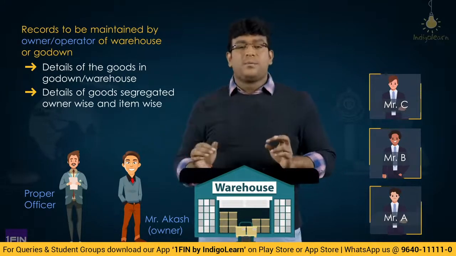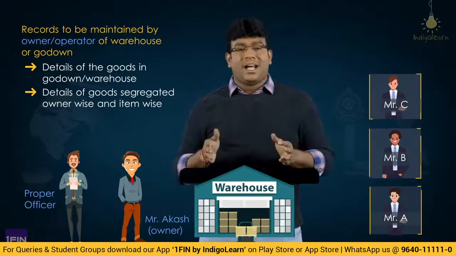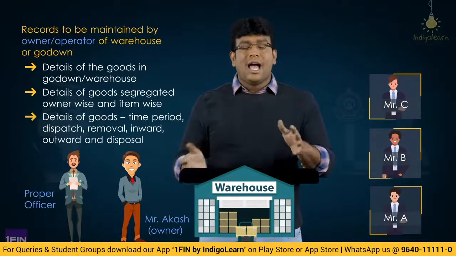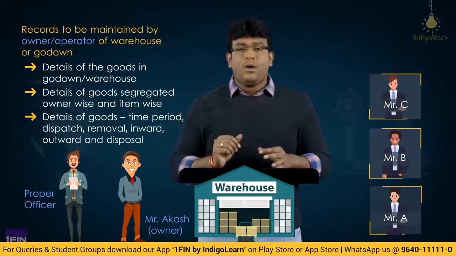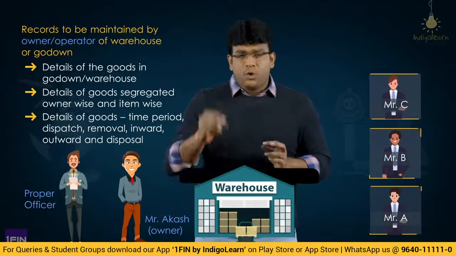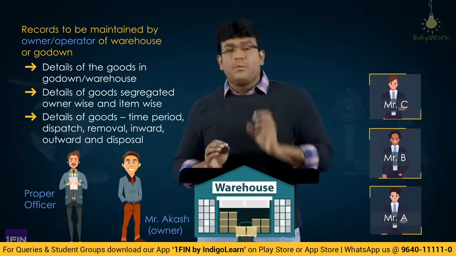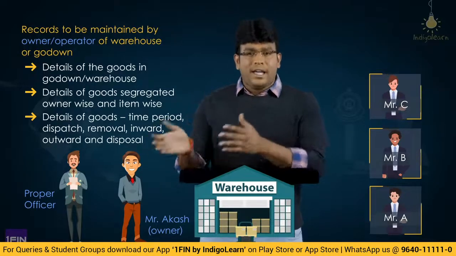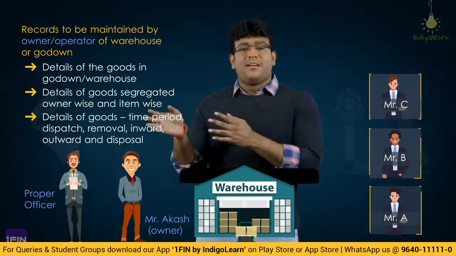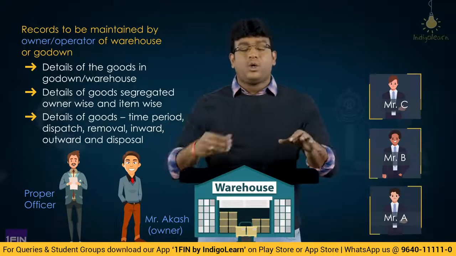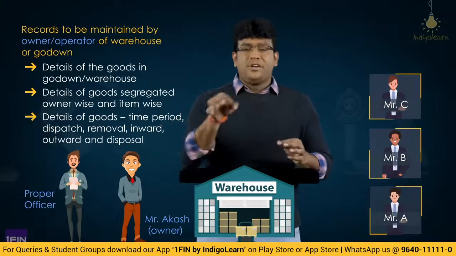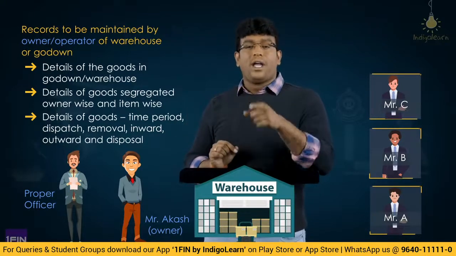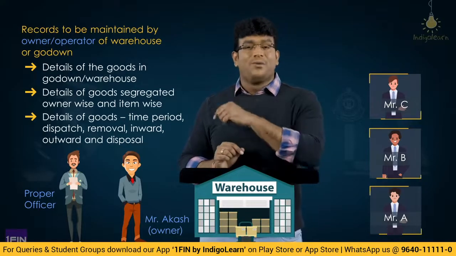It is also the responsibility of the owner or operator of the warehouse to maintain proper details related to the goods, such as how long the goods have been lying in the godown, the period for which the goods are there in that warehouse. He should also maintain records related to the dispatch, removal and bringing in of the goods: when the goods have come, when the goods have left the godown, and also the details related to disposal of the goods. So every movement of the goods should be tracked and recorded by the owner or operator of the warehouse or godown.